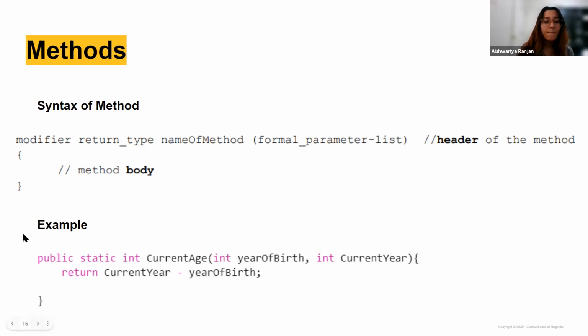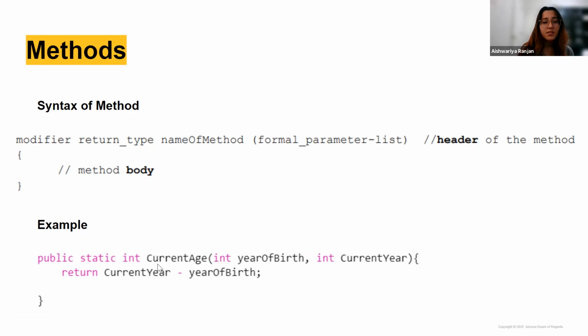So over here, public static is the modifier, and the return type is int. So you're returning a number, right? Current year minus year of birth would give you a number, and that's what you're returning. So it's an integer. That's why the return type of this method is int. And then we have the name of the method, currentAge.